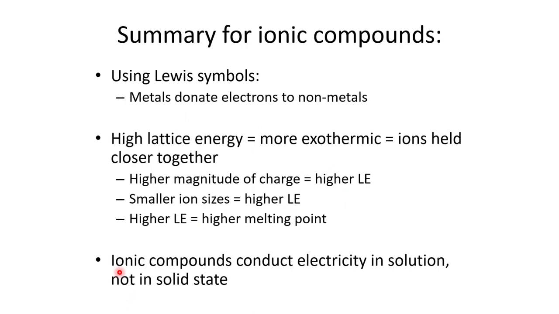So here's our summary. When we're drawing Lewis symbols, metals are always going to donate the electrons to the nonmetals. Ionic compounds, we classify them by their lattice energy. The more exothermic the heat of formation, so the more negative, the closer together the ions are held. Higher magnitudes of charge give you a higher lattice energy. Smaller ion sizes give you a higher lattice energy. And a higher lattice energy equals a higher melting point. And these ionic compounds will conduct electricity in solutions, but not in a solid state.